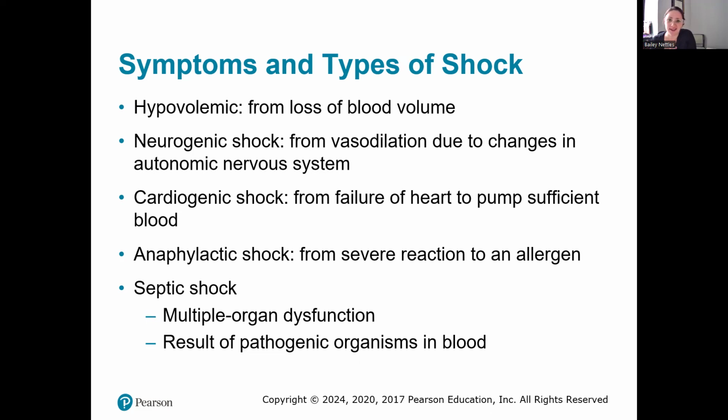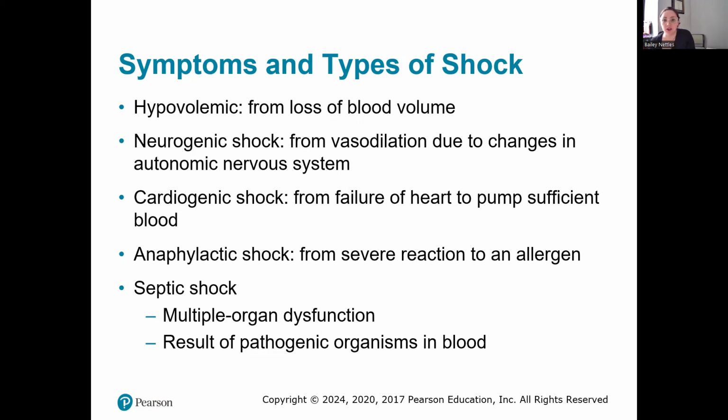Cardiogenic shock is not easy to treat or diagnose. Sometimes it's from cardiac trauma. Sometimes it's not. Okay. Anaphylactic shock, we know what that is. You have an allergic reaction to something. Okay. Septic shock is multi-organ dysfunction.